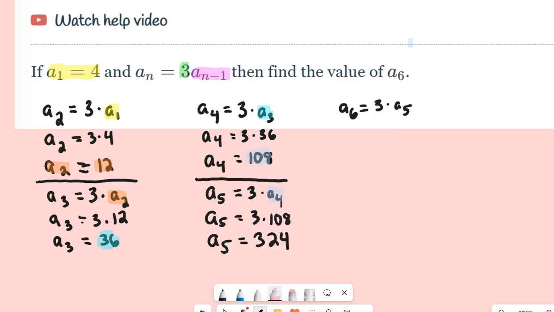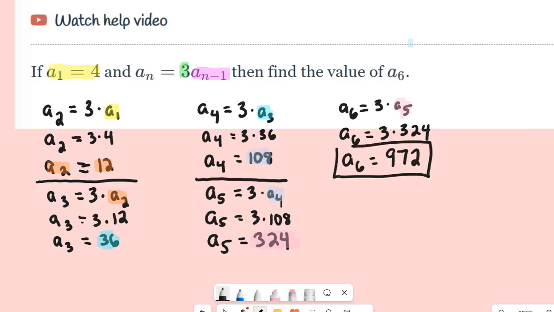All right, now finally, a sub 6 equals 3 times a sub 5. And do we know what a sub 5 is? Yes, it's 324. So I'll plug that in there. So a sub 6 equals 3 times 324. That's, let's see, 972. So the value of a sub 6, or the 6th term in this recursive sequence, is 972.